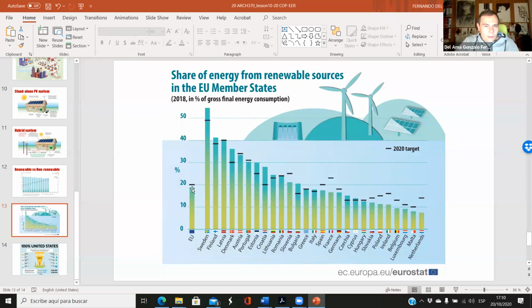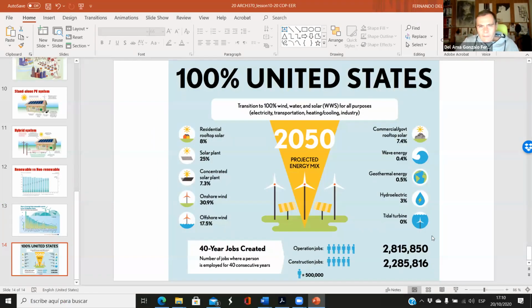So globally, the European Union is close to meeting that goal. Okay, so by 2020, 20% of the energy is coming from renewable resources. What about the United States? Okay, so I have found this. By 2050, okay, the goal is always, we have this 2050 on the horizon. By 2050, all buildings should be zero energy buildings.